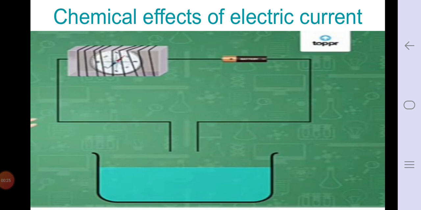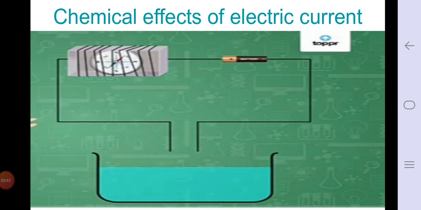This is the circuit we always use for identifying whether the current passes or not, or the conductivity of the substance. We are finding that out with the help of the circuit.